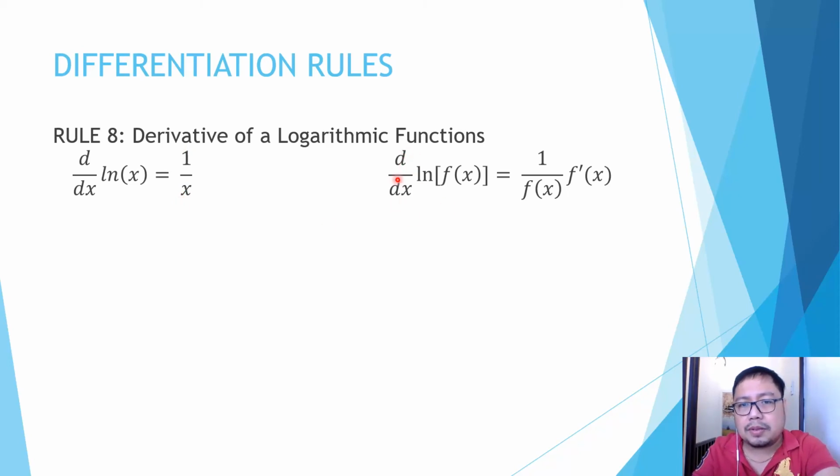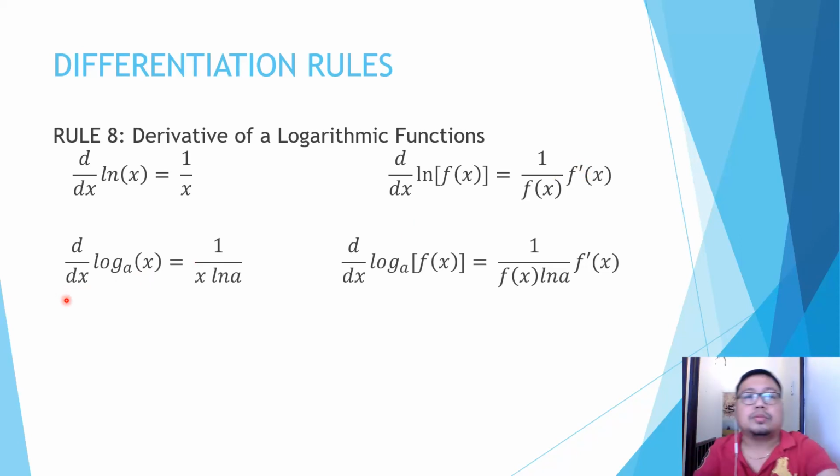About the derivative of ln of f of x, you have a function here now, because the function in the previous rule is just x. The ln of f of x will give you 1 over the function, copy the function, times the derivative of your function. Let's have an example. This is the natural log, and this is log with the base a. The derivative of log x with the base a is simply 1 over x ln of a.